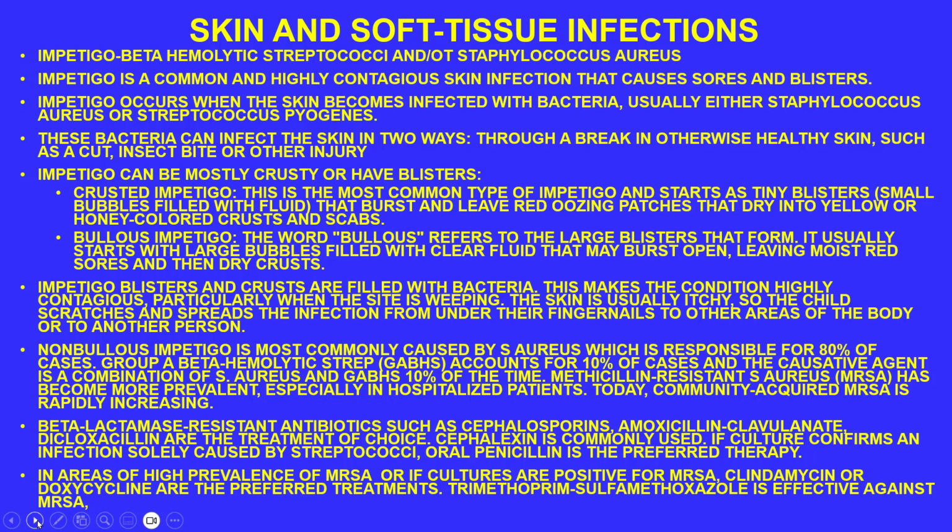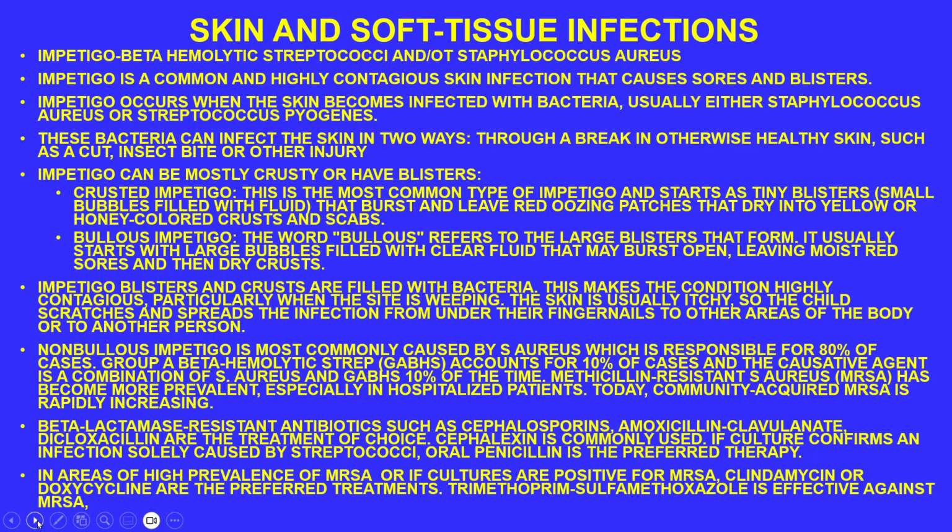Impetigo is mostly crusty, and you'll see blisters. The crusted impetigo is the most common type of impetigo and starts as tiny blisters. Now, these small bubbles are filled with fluid, and when they burst, they leave these sort of red oozing patches that dry into yellow or honey-colored crusts or scabs. Now, bullous impetigo refers to large blisters that usually form. It usually starts with large bubbles filled with clear fluid that may burst open, leaving moist red sores and then dry crusts.